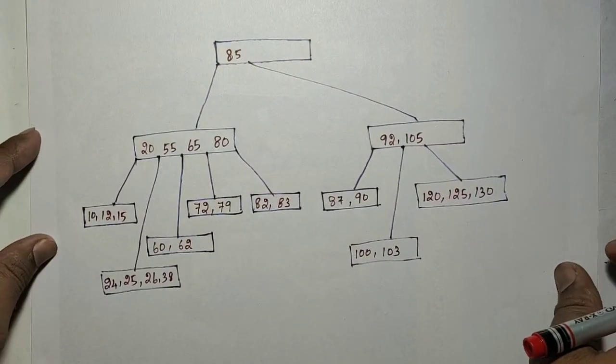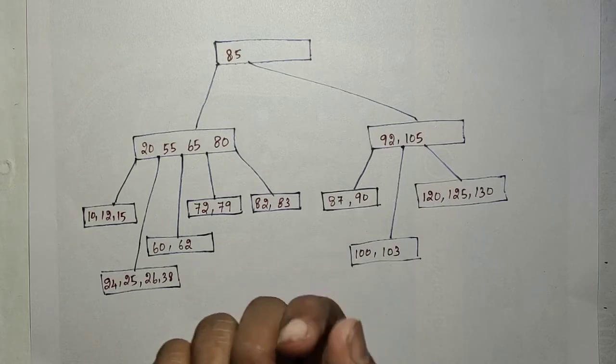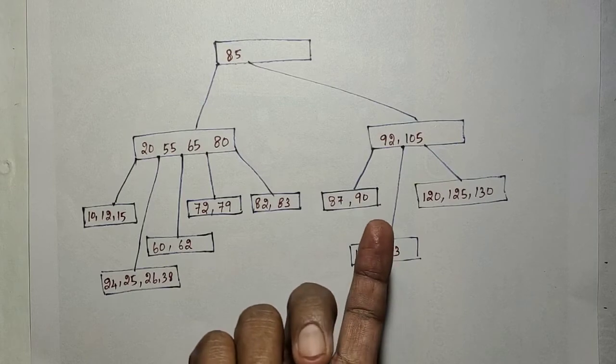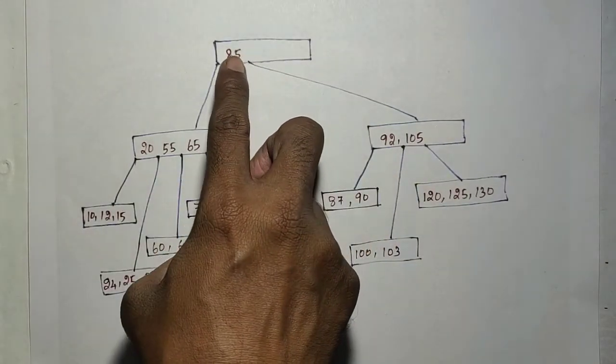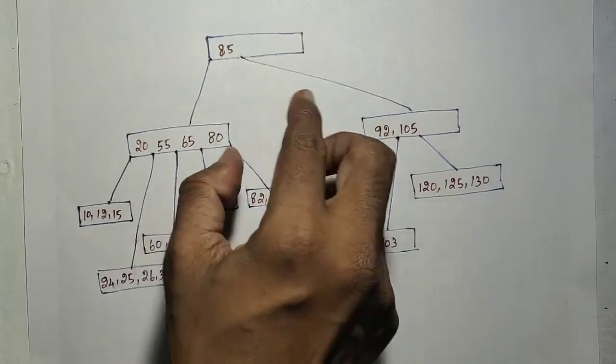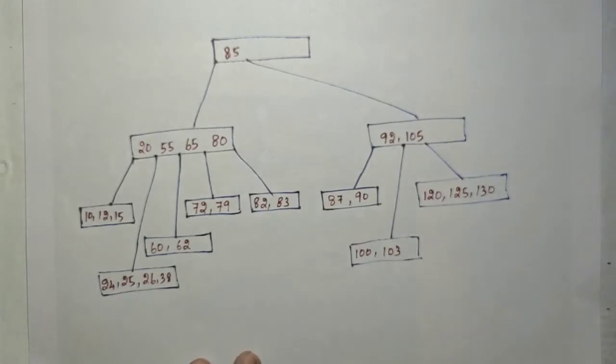Okay, the last possibility is deleting the root. Deleting the root will also be treated like deleting an intermediate element from the internal nodes. The only thing is, when you try to delete an element from the root, the corresponding minimum element condition needs to be checked, that's all.